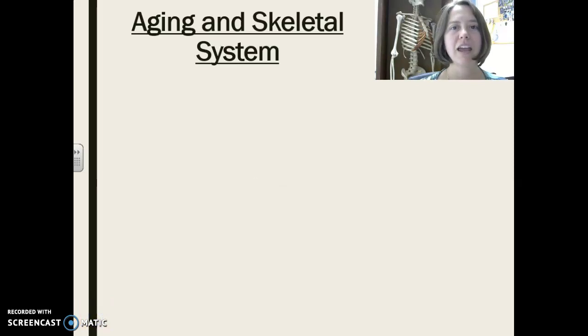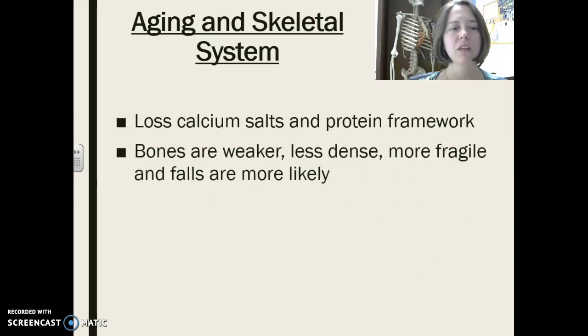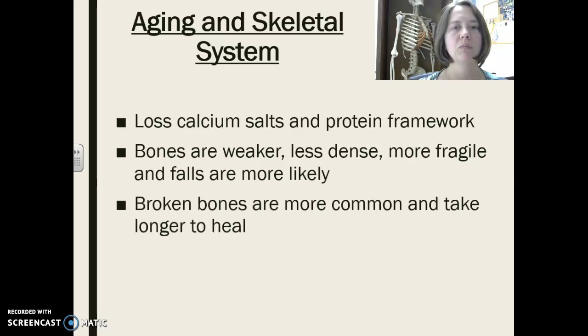Let's talk about aging and the skeletal system. What happens to the skeletal system as a person ages? Starting maybe at age 40, 50, 60, and then 70s and 80s on through the rest of your life, this would become an issue. There's a loss of calcium salts and the protein framework. What would be the issues when there are fewer calcium salts and fewer proteins? This would make bones weaker, less dense, and more fragile, and falls are more likely, leading to more common broken bones that take longer to heal.